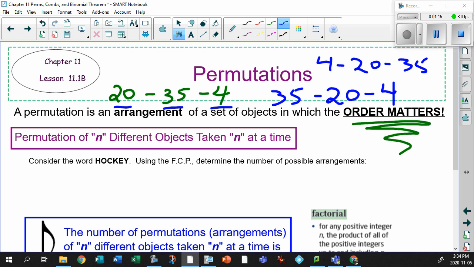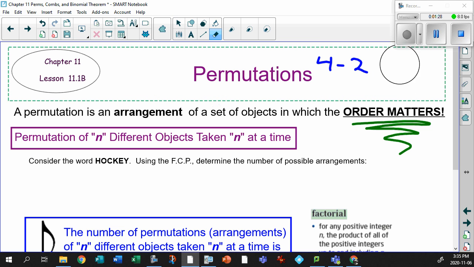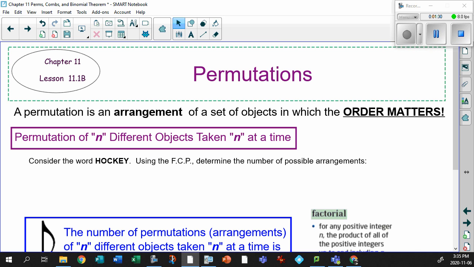So in other words, these are different permutations, meaning they can have different locks on your locker, right? See how it works? So the order is very, very important here. Okay, so let's take a look at a few things before we start going crazy on permutations here.